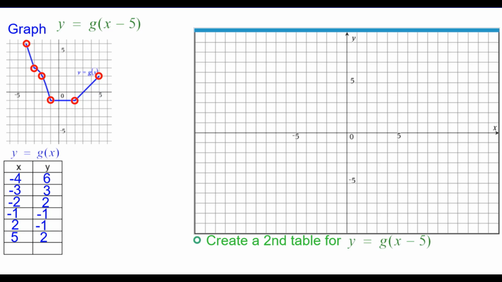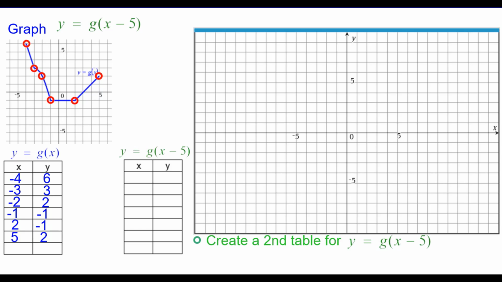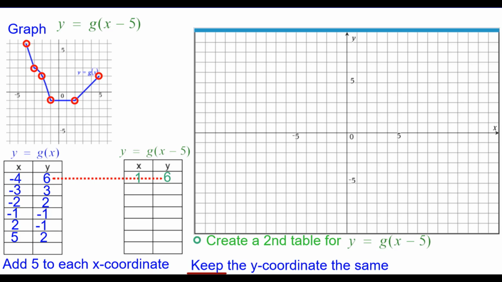We need to create a second table for the graph we want, and we need to add 5 to each x coordinate because of the -5 inside the function. So -4 plus 5 is +1. Keep the y coordinate the same, so it's 1, 6 that we'll plot. -3 plus 5 is 2, 3. -2 plus 5 is 3, 2, and so on.